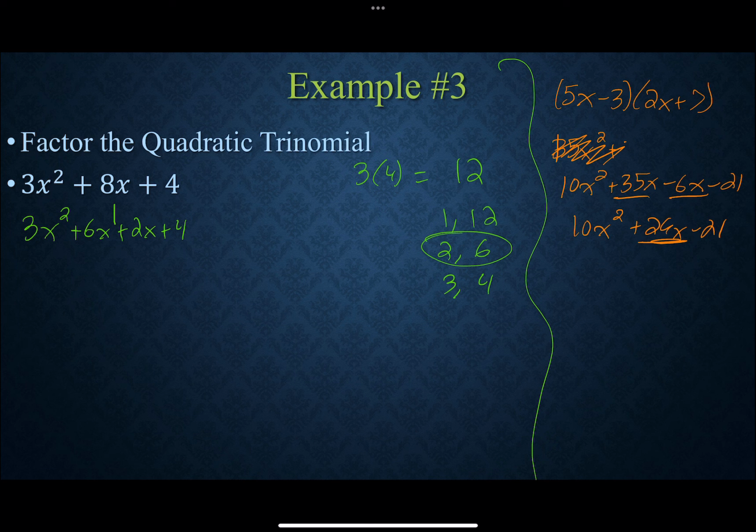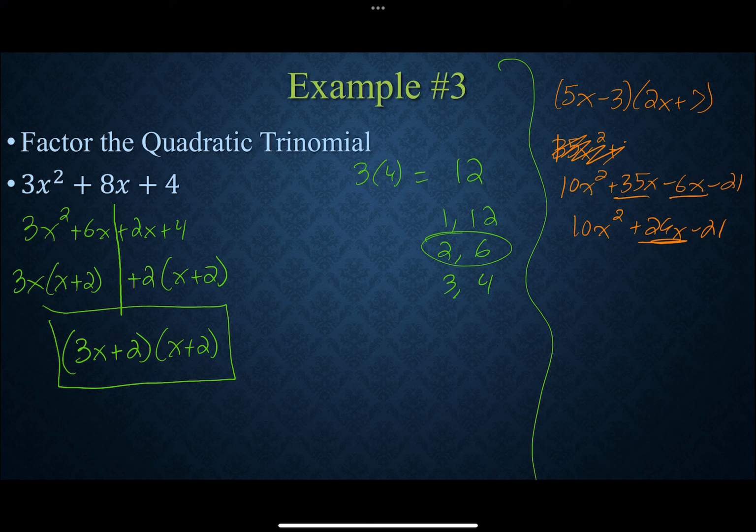We then apply our grouping method, where we take a look at only the first half of the problem. 3x squared and 6x both have a 3x in common, and I would factor it out, leaving x plus 2. 2x plus 4 both have a 2 in common, a positive 2, leaving x plus 2, and we should notice that they both have the same expression, x plus 2. So we put what's in front, 3x and 2, into one factor, and then the common factor, x plus 2, and that's our answer.